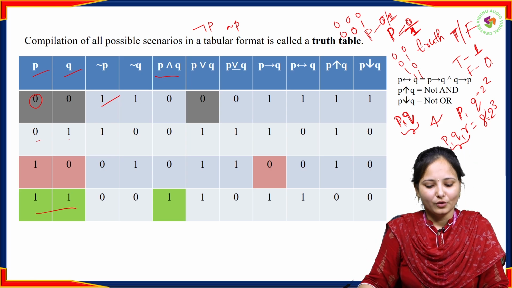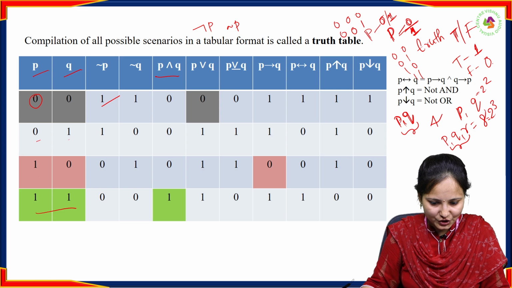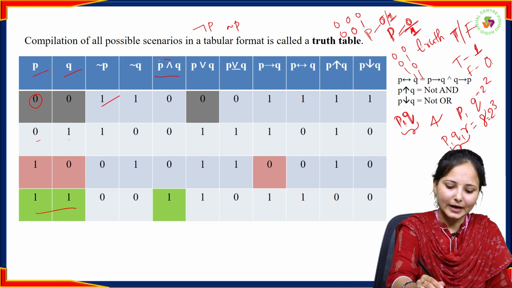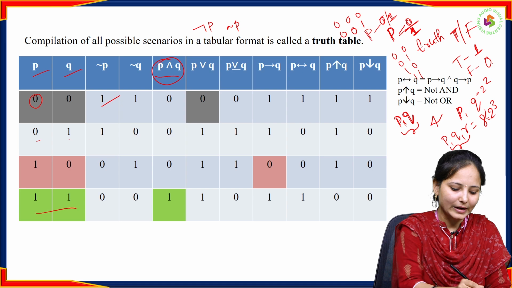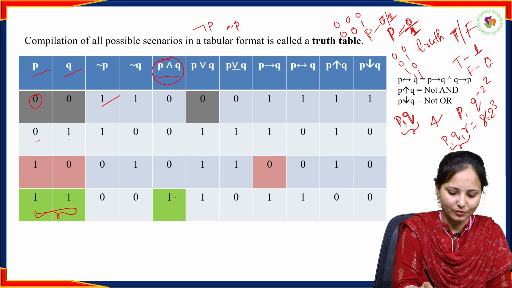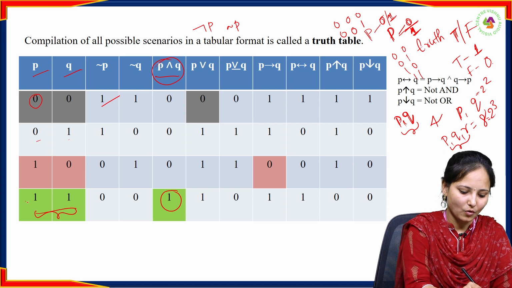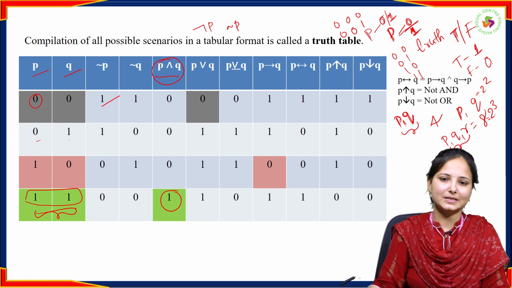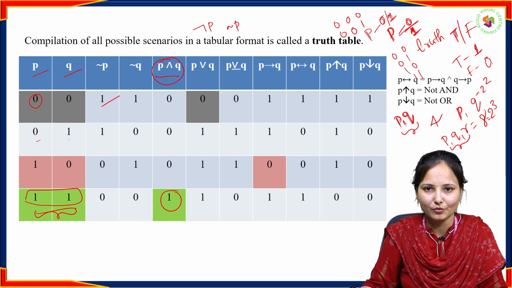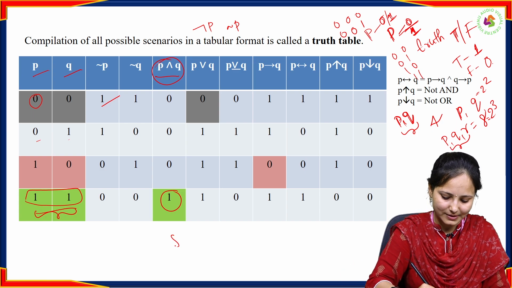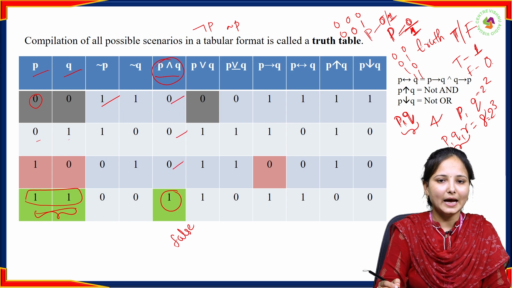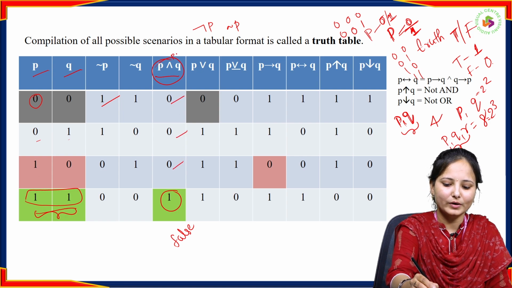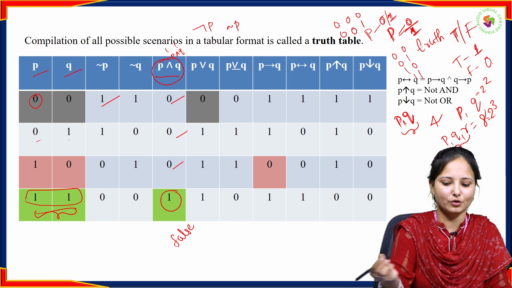Next, p and q. Now we have to remember one condition, that p and q will become true only when both the statements are true, then only it is true. If not, it will be false. In remaining all cases, it will be false. P and Q is true only when both the statements are true.